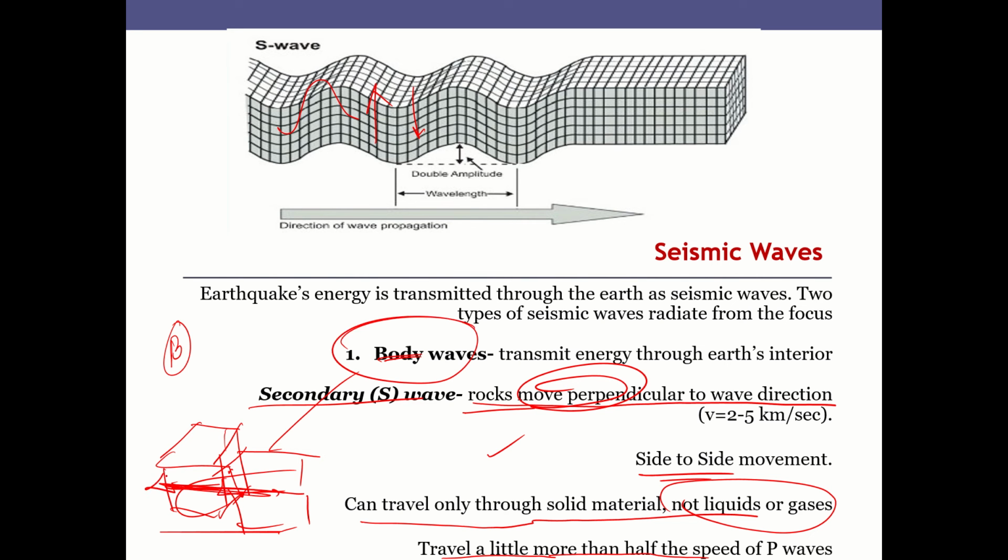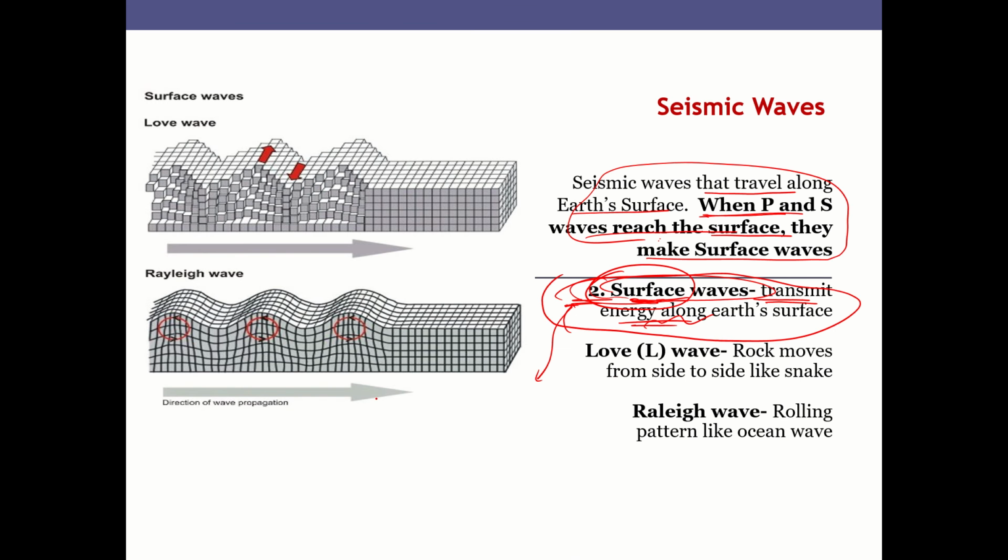The movement can happen in this direction, or it can happen in a perpendicular direction as well. When the energy reaches the Earth's surface, it is termed as surface waves. That's what we are interested in. They are termed as Love waves. Rock moves sideways like a snake.